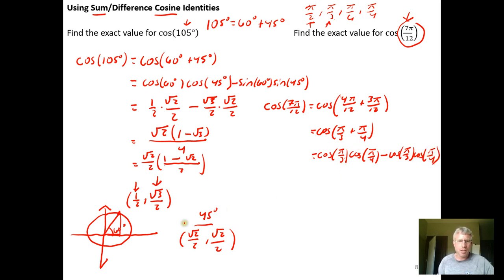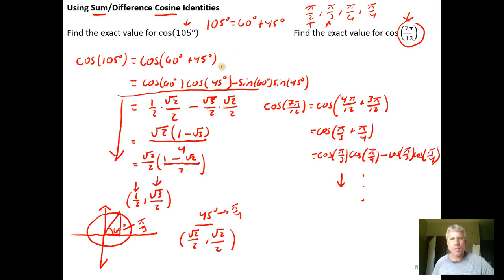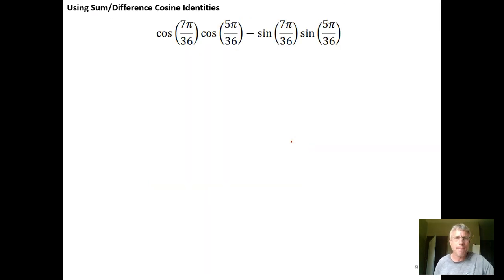And once we get here, we recognize that 60 degrees is the pi over 3 and 45 degrees is the pi over 4. So we would wind up doing this work again the rest of the way down. So we're not going to do that. We're just going to stop here and say it's the same now as what we did right here, because those problems are really the same.